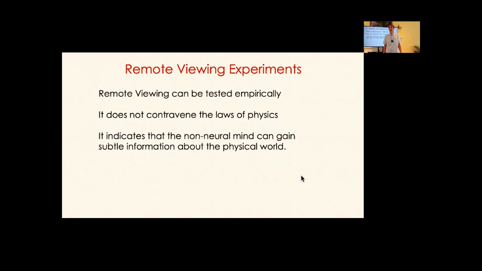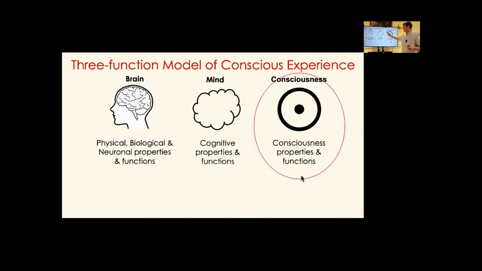It's incredible. In just working with newcomers, against a potential 33% hit rate, we've been running at around 55. Not huge, but statistically that's several sigmas deviation, even with the number of trials we've used. So a lot more can be done on that. Anyway, tested empirically, it doesn't contravene the laws of physics, as we will see. It indicates that the non-neural mind can gain subtle information about the physical world. So that's the mind. That indicates it has abilities beyond the brain.